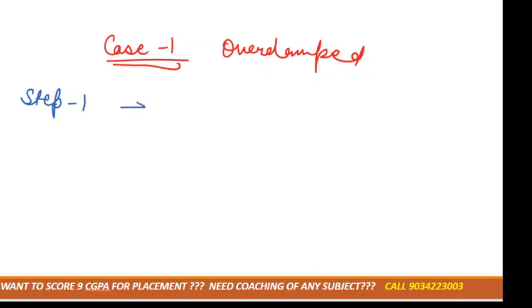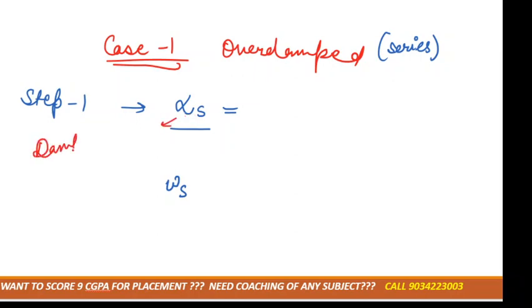First of all, we need to calculate the value of alpha s. I'm telling you for the series. Okay, for parallel it is different. Alpha s and omega s. Alpha is for the damping factor. Alpha is what? The damping factor. And it is in series, that's why I denoted by s. Its formula is R by 2L. For parallel, the formula is different.